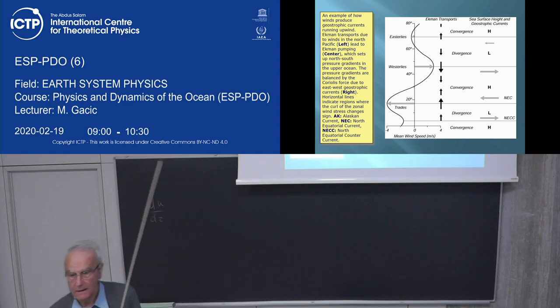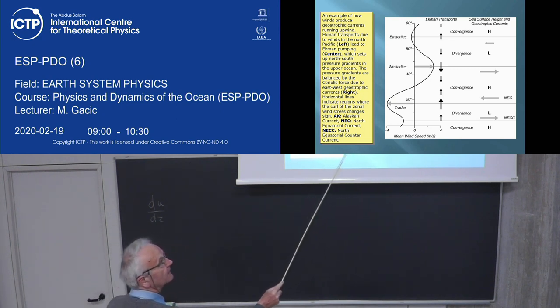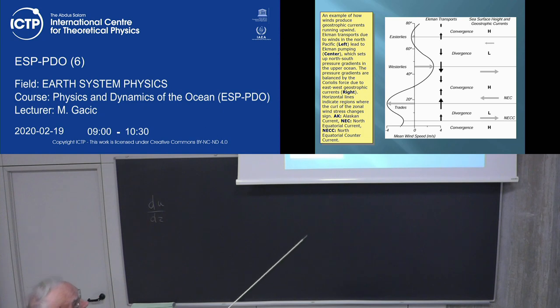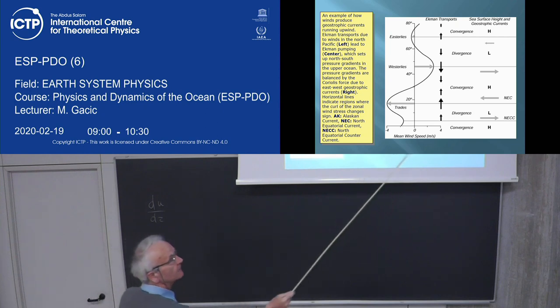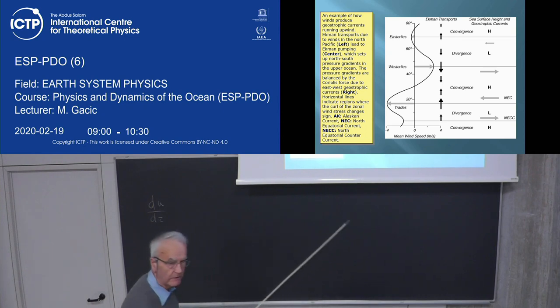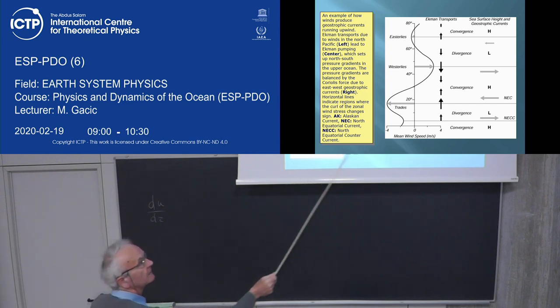Why? Because we have the Ekman transport, which is 90 degrees with respect to the wind direction, looking downwind in the northern hemisphere. So here we have trades, and we have the flow toward the north. Here we have westerlies, and we have the flow toward the south. That means that in this area between 20 and 40 degrees, more or less, we have the convergence. So we have the flow going toward this belt around 30 degrees.